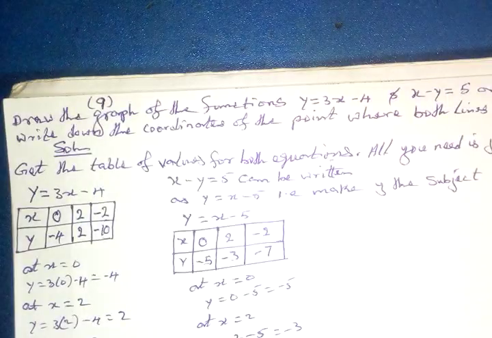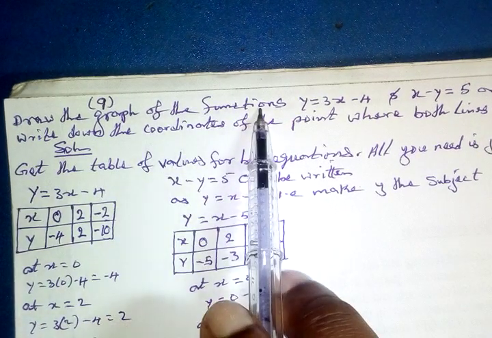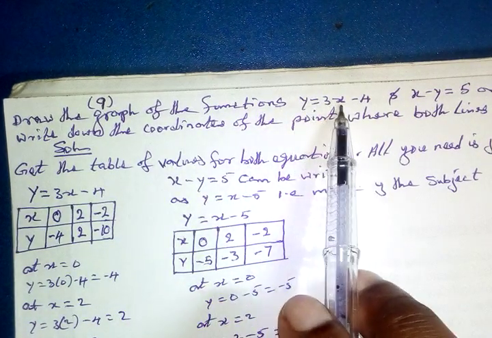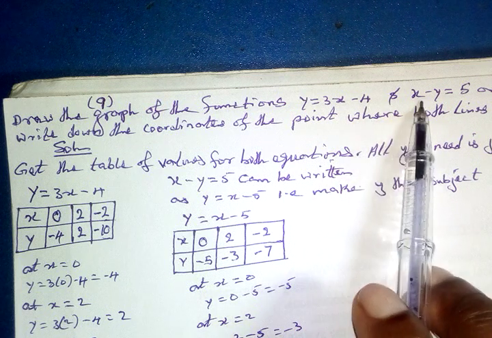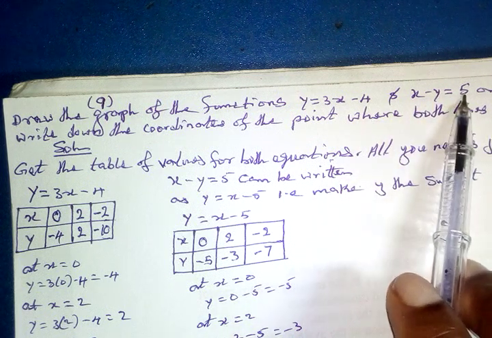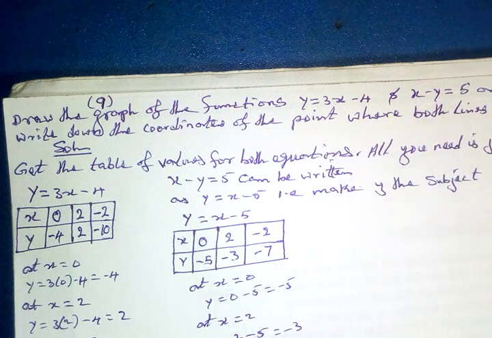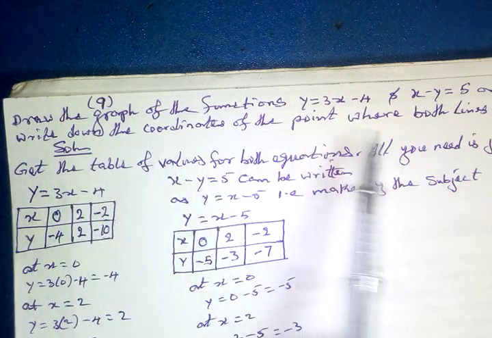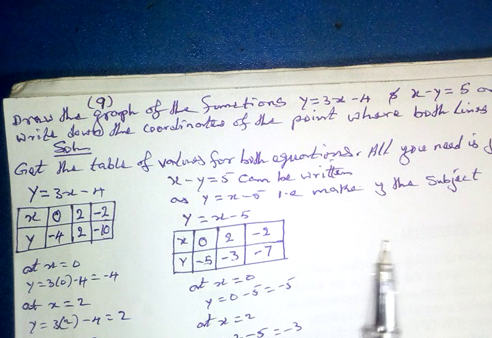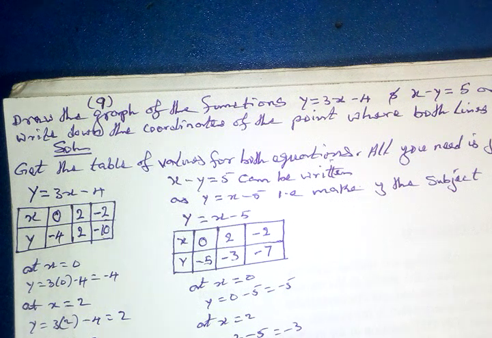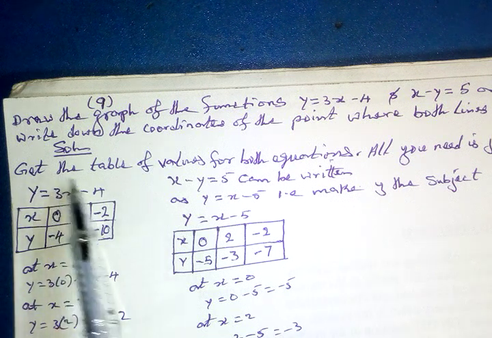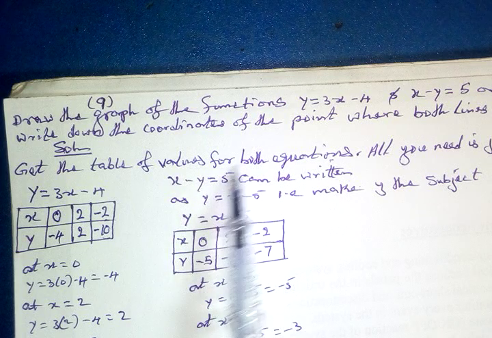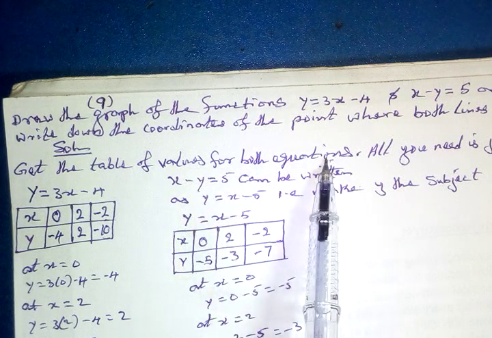Alright, good morning. Quickly, the question says draw the graph of the functions y equal to 3x minus 4 and x minus y equal to 5 on the same axis. Also, we should write down the coordinates of the points where both lines intersect. What we need to do first is to get the table of values for both equations.